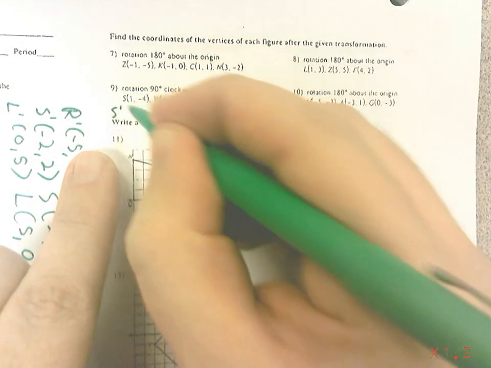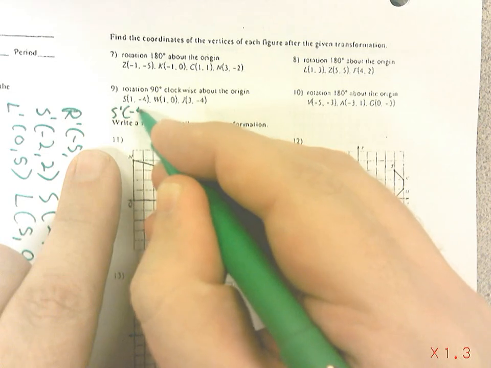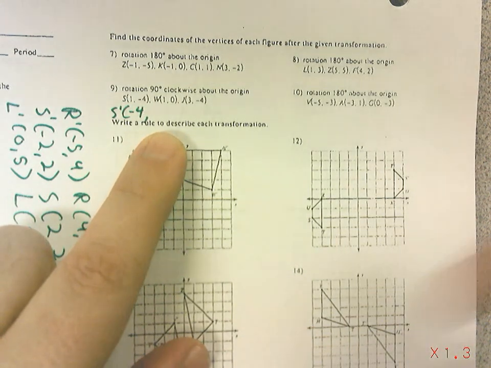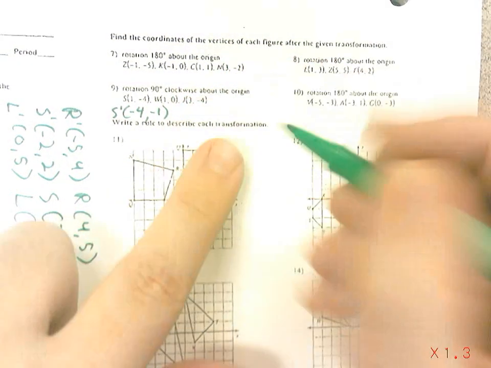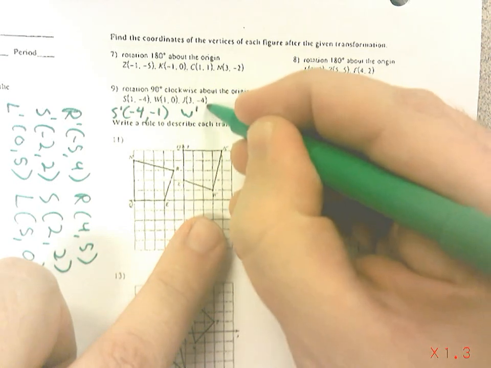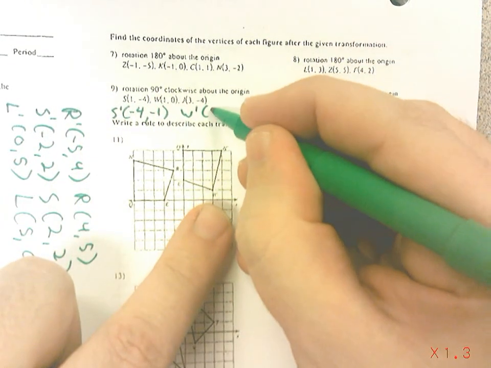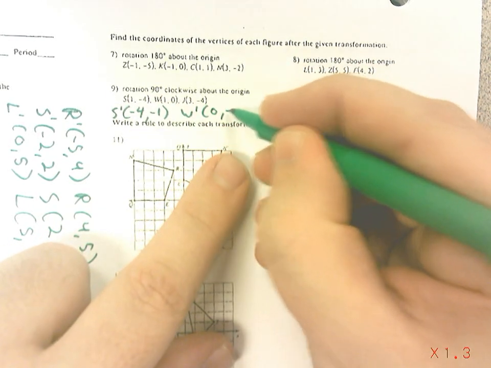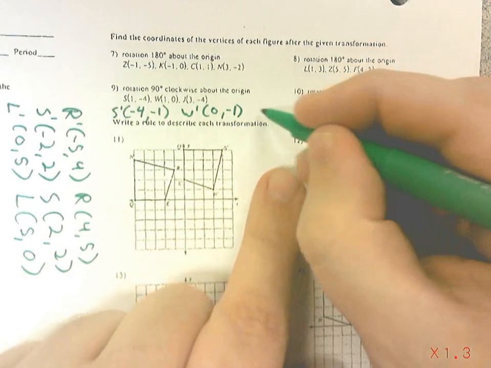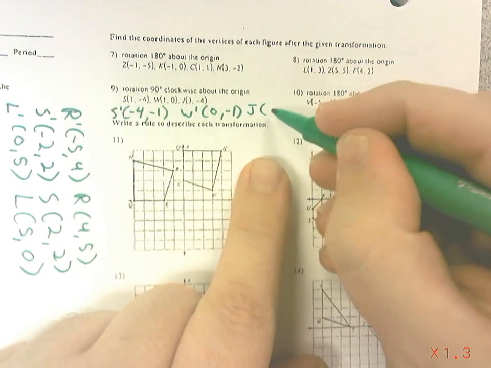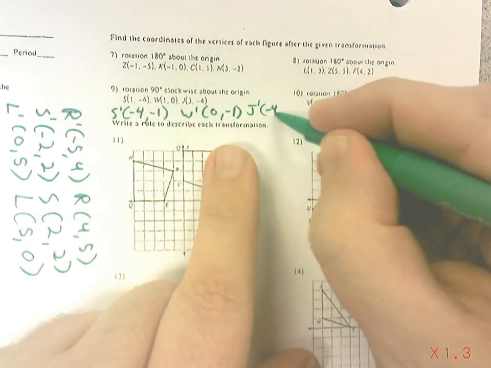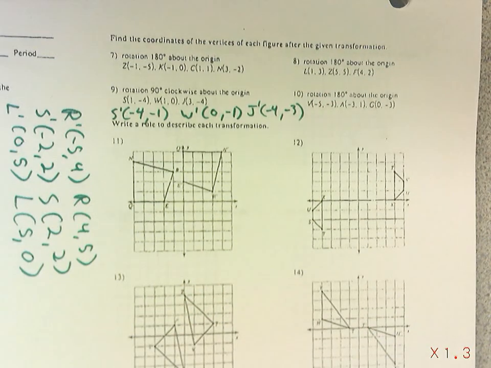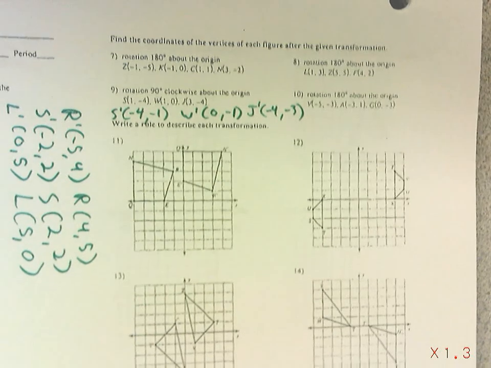So S prime, they're going to switch spots. So negative 4 is going to go where the X is. And then 1 is going to go where the Y is. But again, the new Y changes signs. So it'll be negative 4, negative 1. Okay? Then W, again, they switch spots, so 0 would go where the X would go, and then Y would go where the Y is. But again, the new Y changes sign, so it'd be negative 1. And then J, we would have J prime. Negative 4 would go where the X is, and then 3 would go where the Y is, but it would change signs, so it'd be negative 3. Okay? And that would be your transformed points there.